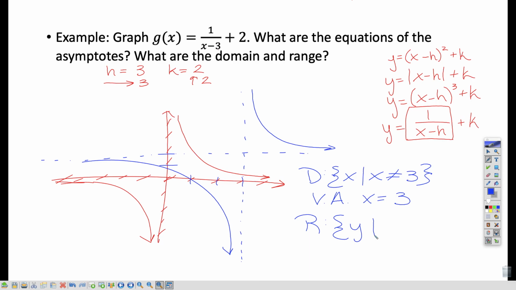Okay, so y is not equal to 2. Because I took that 0 and moved it up 2. So y is not equal to 2, and the horizontal asymptote is y equals 2. Well, that's just because it moved up 2. Mathematically, there's not a reason why that is.